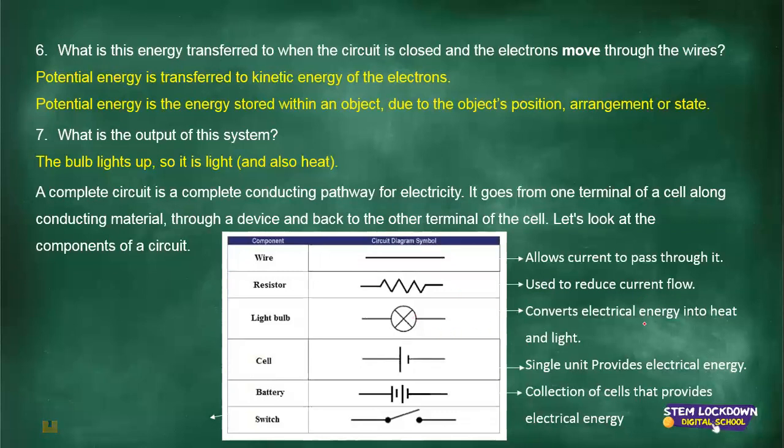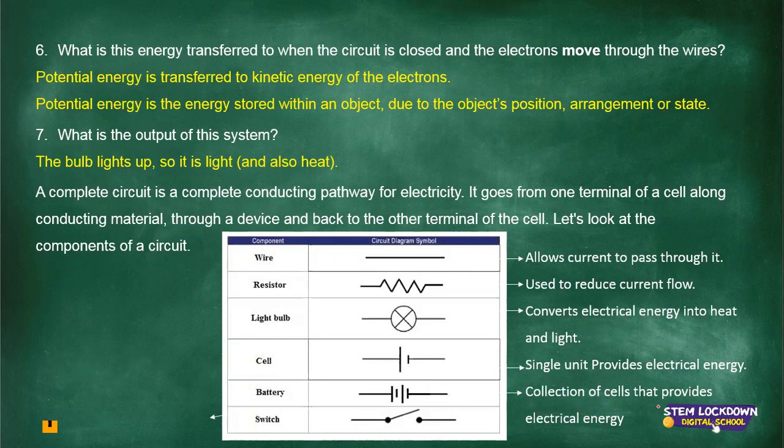So the light bulb converts electrical energy into heat and light. It converts that flow of current, which is the electrical energy, into heat and light. Then we have a cell, which is a single unit, and it provides electrical energy. And we have a battery.